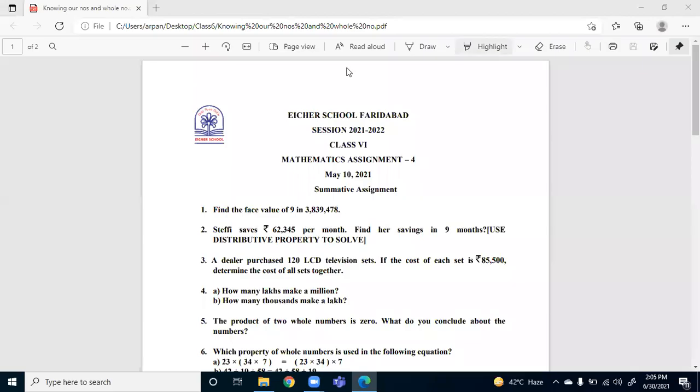Consecutive means the number one after another. Like if 2 is the number, its consecutive number is 3. 4 and 5 are consecutive numbers. 100 and 101 are consecutive numbers. So these are consecutive numbers. If I ask you for 3 consecutive numbers of 100, it should be 101, 102, like this.